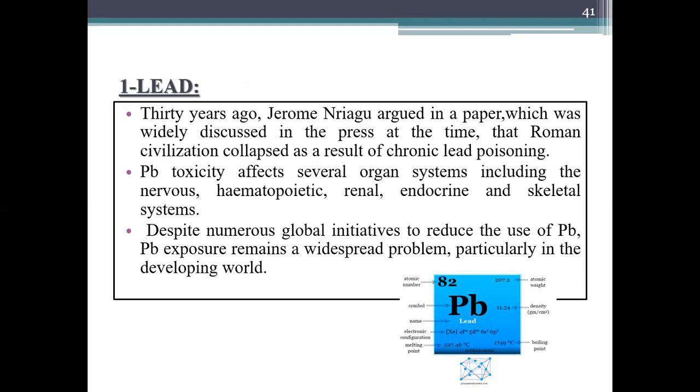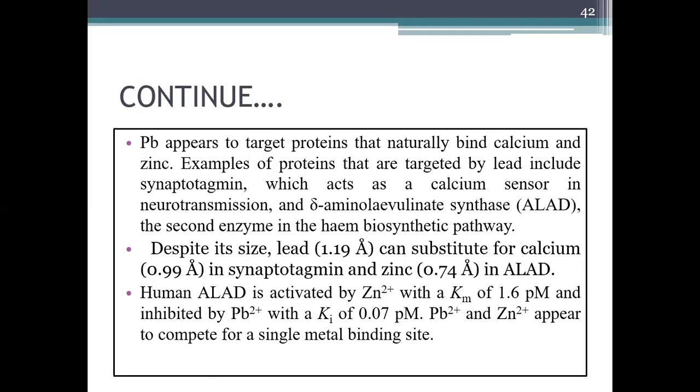Lead. 30 years ago, Jerome Nriagu argued in a paper which was widely discussed in the press at the time that Roman civilization collapsed as a result of chronic lead poisoning. Lead toxicity affects several organ systems, including the nervous, hematopoietic, renal, endocrine, and skeletal systems. Despite numerous global initiatives to reduce the use of lead, exposure remains a widespread problem, particularly in the developing world.